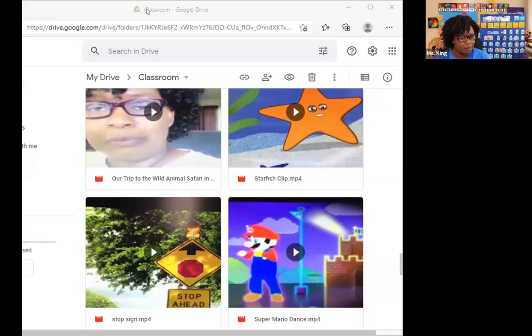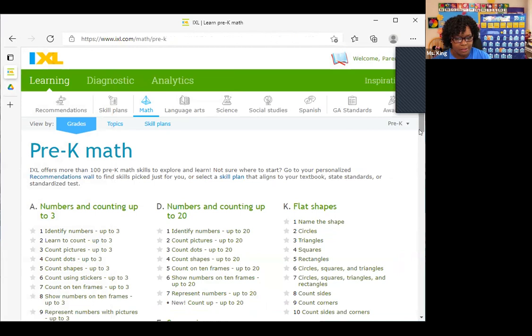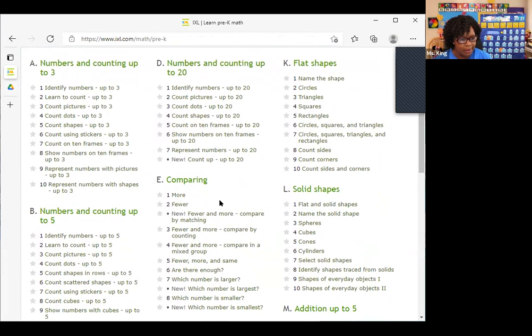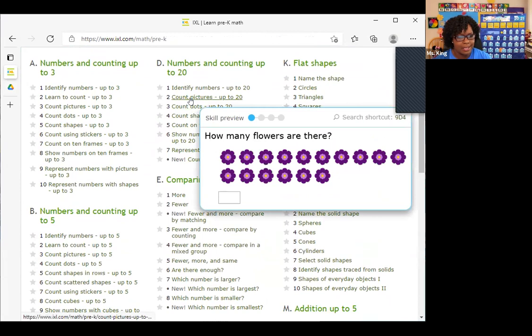It is counting day. Let's go to our math games and do some counting. Let's see what game we are going to play today. Here we go. We are going to do what? We're going to count pictures. Yay! Let's count pictures.